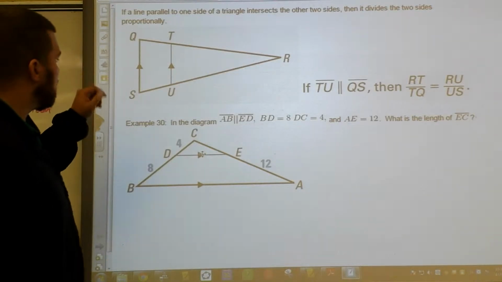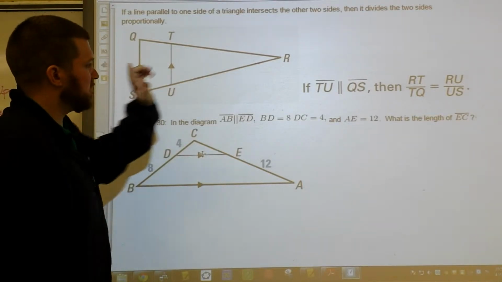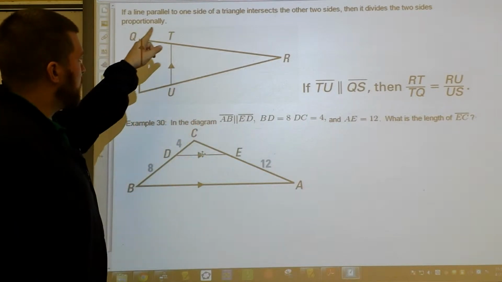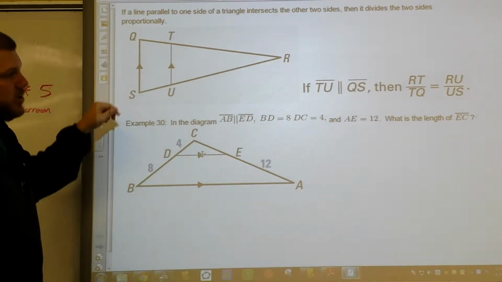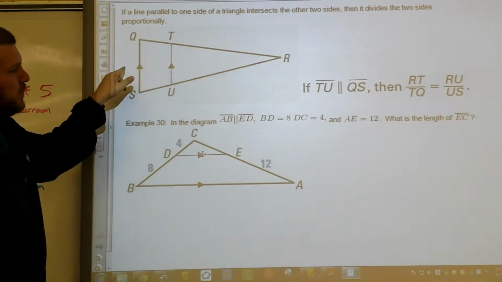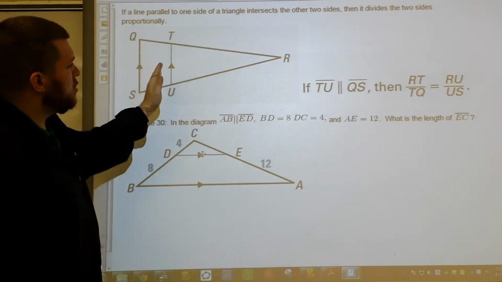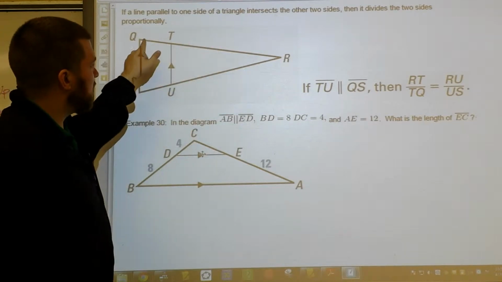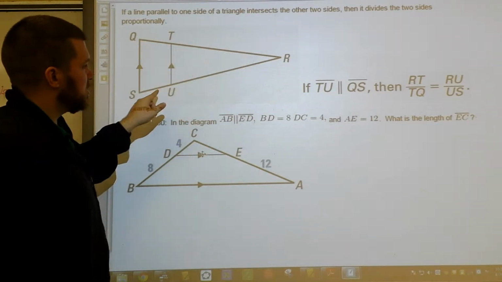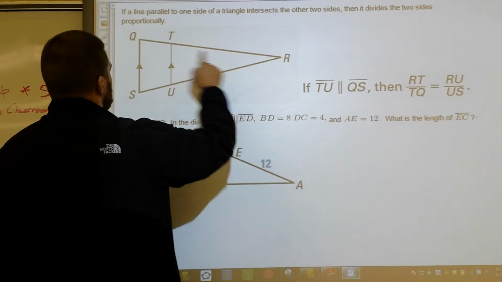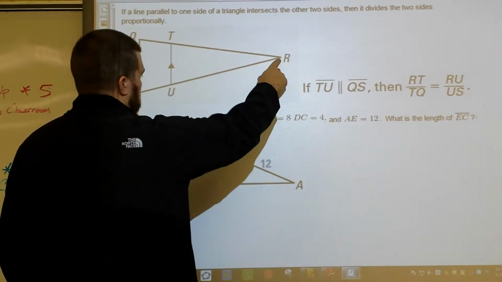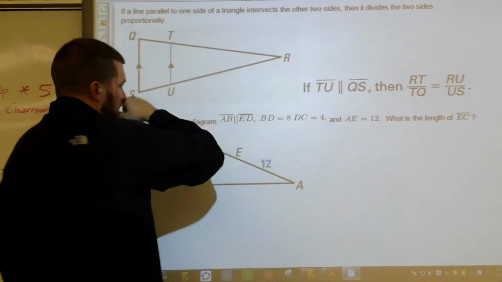So here in the diagram, we start off with triangle QSR. We have a line, TU, that's parallel to one side of the triangle, QS. Since these two sides are parallel, TU is cutting the other two sides of the triangle proportionally. So what that means is RT over TQ is going to be proportional to RU over RS.